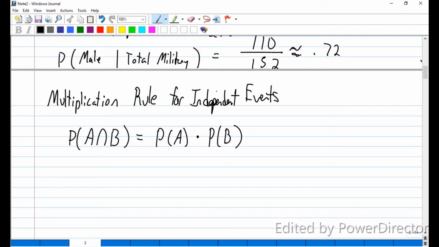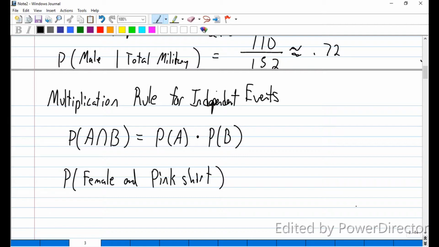Alright, so for example, what if I wanted to know the probability that if I randomly selected a female from this class, they would be wearing a pink shirt? So I need to know the probability that if I randomly selected someone from this class, they are female and they are wearing a pink shirt.